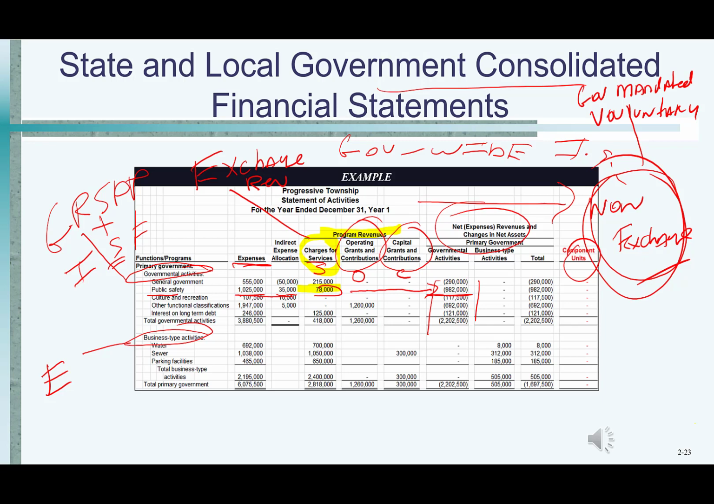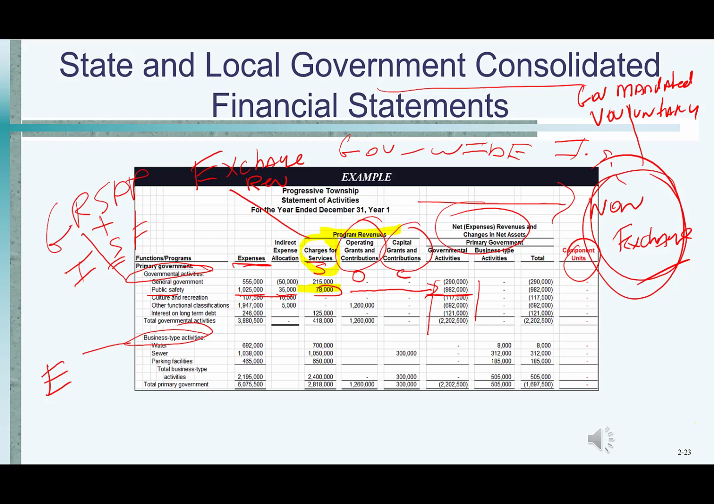And remember, this statement didn't get very far. It automatically started reporting expenses by various government programs. And we called out public safety. Does the government keep you safe? Sometimes when people say no, if you're here right now, they kept you safe. If you don't make it home tonight, then they failed. But they try to keep you safe. So public safety, $1,025,000. We have an allocation of any indirect expenses.